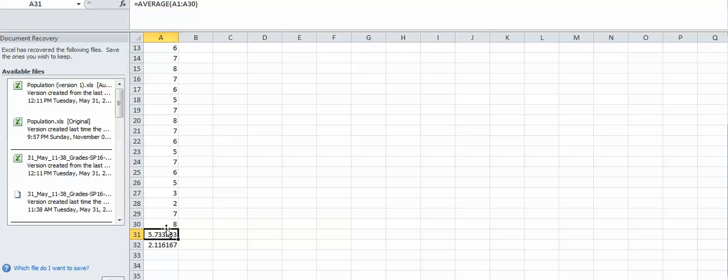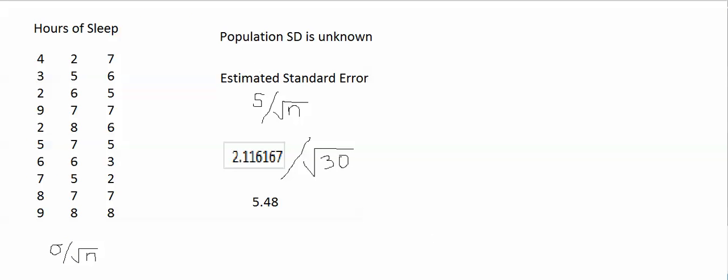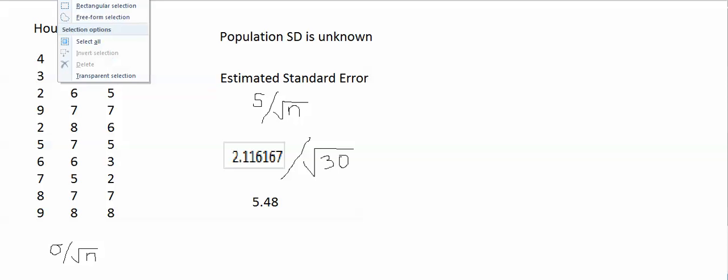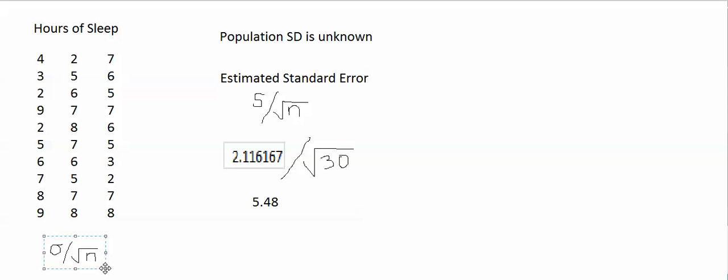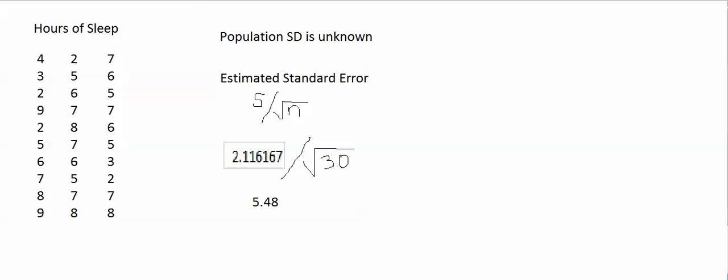So now I have the average of all 30 answers, and it's 5.73 if I round. Remember that the symbol for sample mean is X bar. So X bar is 5.73. 5.73 is the average of all 30 sleep times.